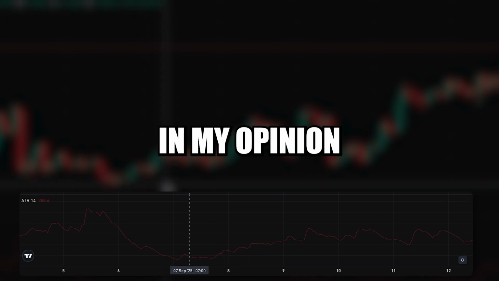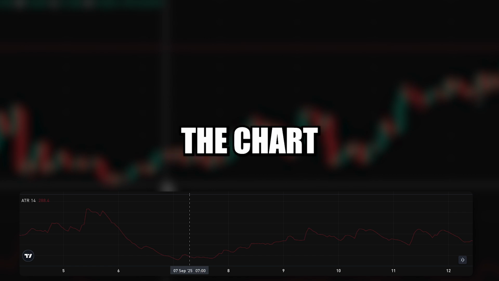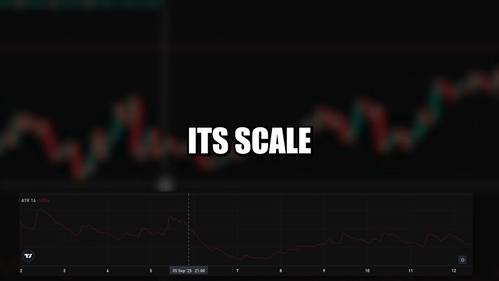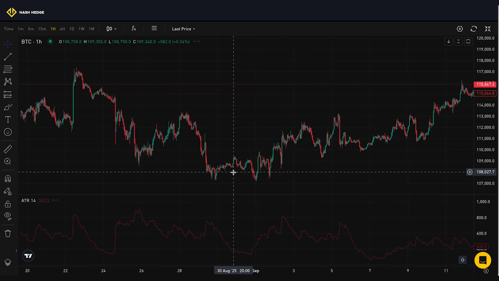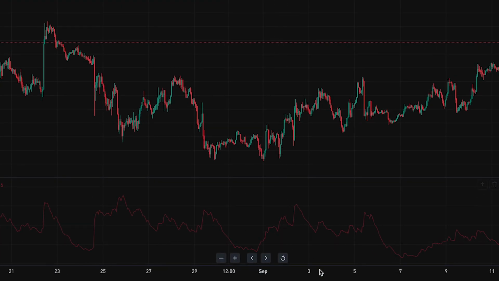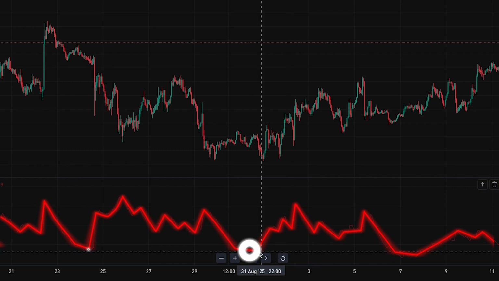The best way, in my opinion, to find an approximate value is to simply zoom out of the chart, zoom in, that is, change its scale, and see what values would be considered low. Here we see 3 low points. If we hover over them, here it's 340 points, here it's 340 points, and here it's 290 at all.